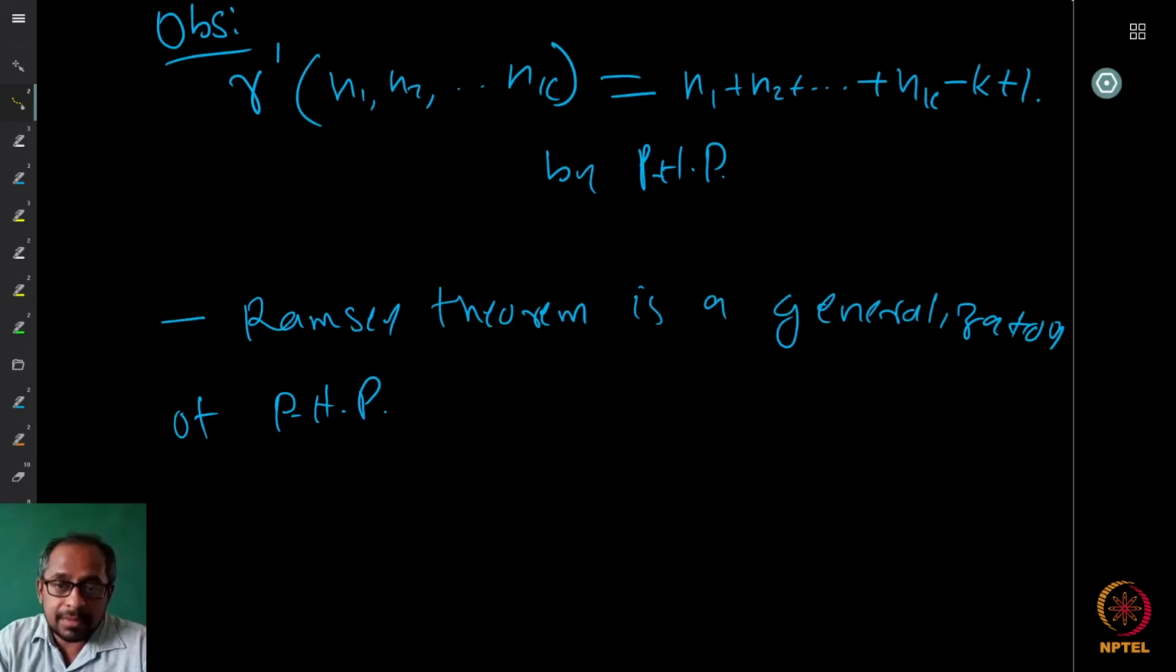But this is something that we already saw, right? What we saw was that if you were coloring, let's say, n1 plus n2 plus etc. plus nk minus k plus 1 vertices with colors c1 to ck, then at least one of them will have this property: n1 with color 1, or n2 with color 2, or nk with color k.